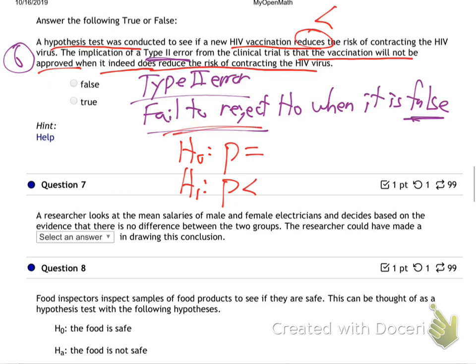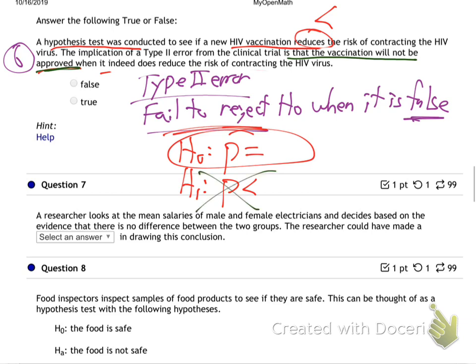And so what would a type 2 error be? You would fail to reject the null. You would keep the null when it's really false, right? So is that what they're saying? I'm not sure. Let me see. The vaccination will not be approved. You said no to this, right? If you kept the null, you said no to this, meaning you did not agree that it's less than. You did not agree that it's working. Yeah, that's what they're saying.